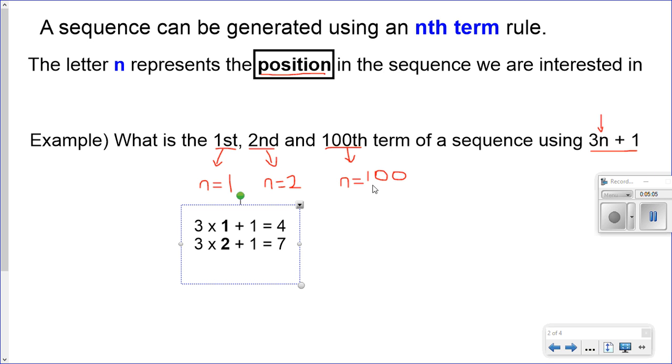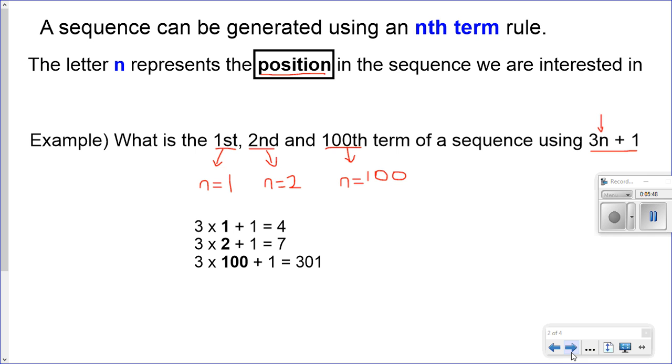Finally, for my 100th term, exactly the same idea, but this time n is going to be the value 100. So we do 3 times 100 plus 1. All comes from the same rule of 3n plus 1. 3 times our value of n plus 1. In this case, we have an answer of 301. So our first term in our sequence is 4, our second term in the sequence is 7, and our 100th term would be 301. Now, it doesn't really look too much like a sequence because we've only picked out certain positions in this particular sequence.